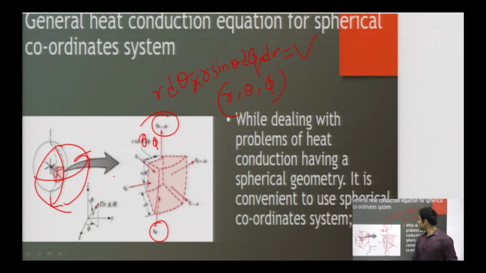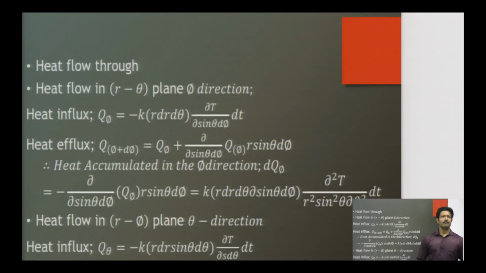So x, y, z was for rectangular coordinates, then r, theta, z for cylindrical coordinates, and this is for spherical coordinates. So heat flow through, the same thing we will be doing. Heat flow in the r theta plane, phi direction, heat influx q phi, that is minus k r d theta, again applying the Fourier law of conduction, but now the coordinates have changed. So the thickness, the volume, everything has changed.